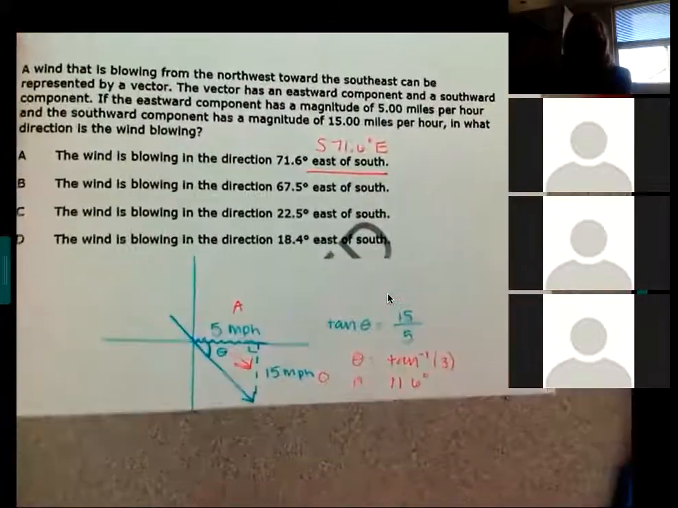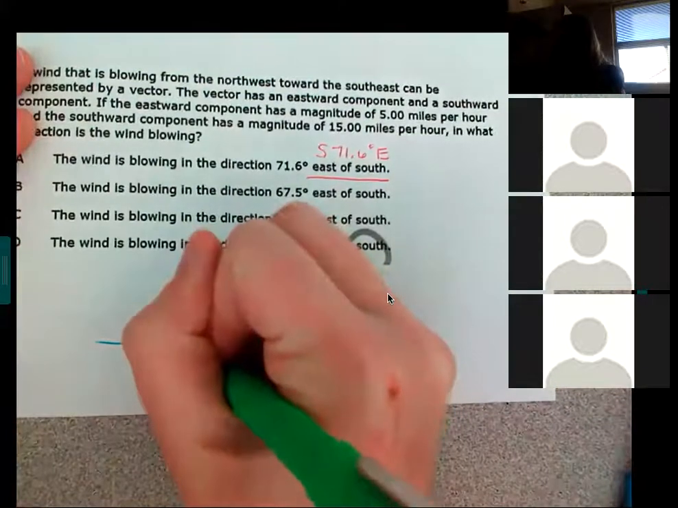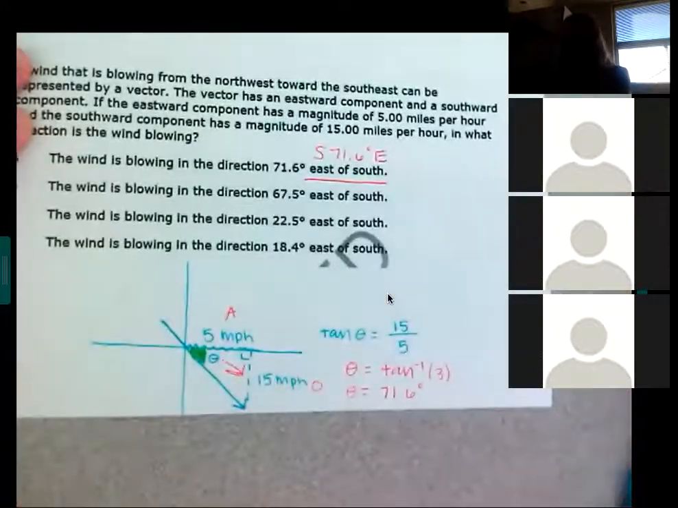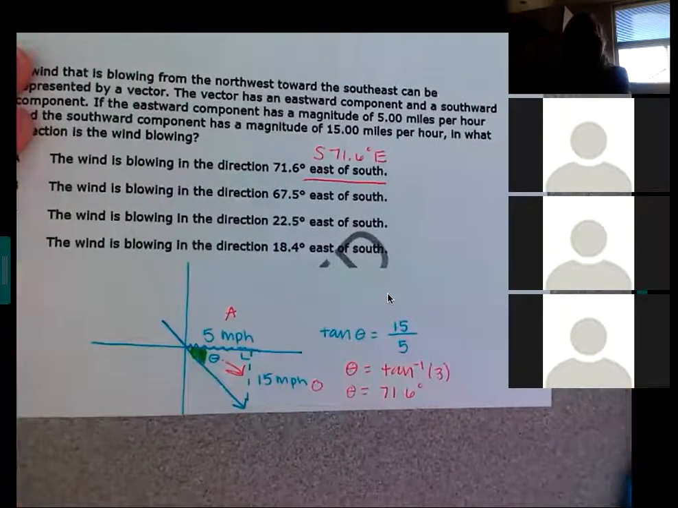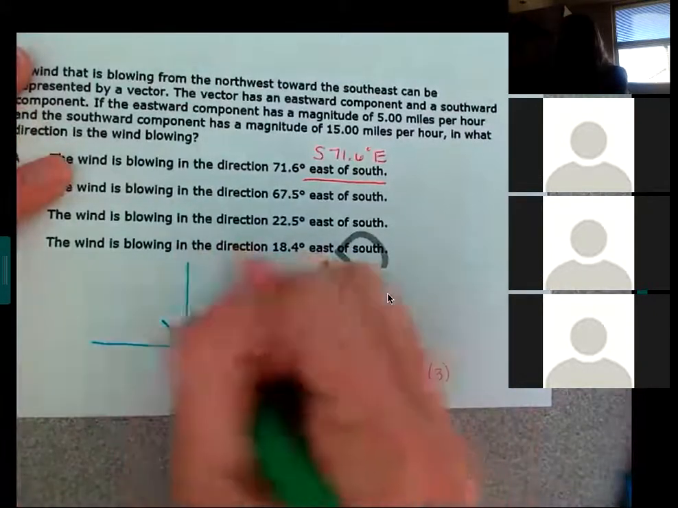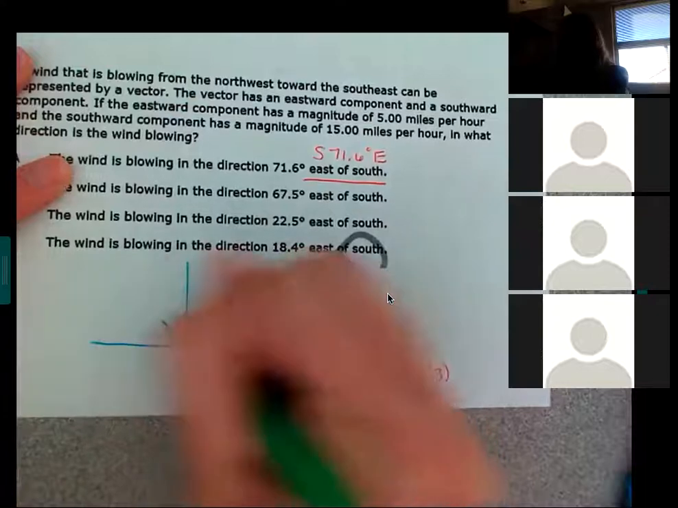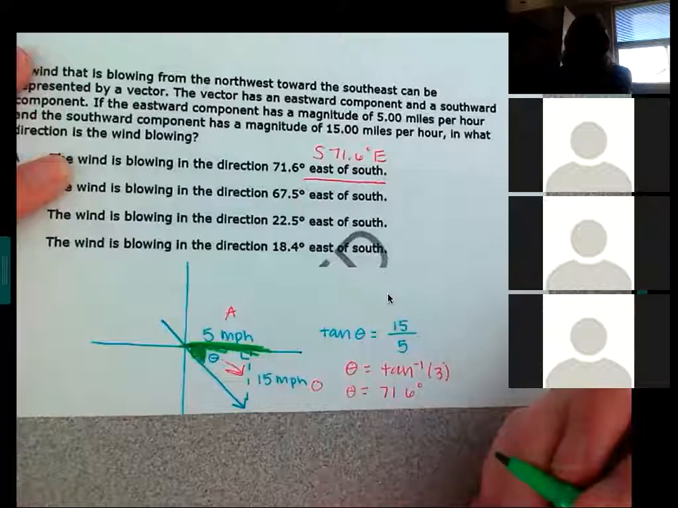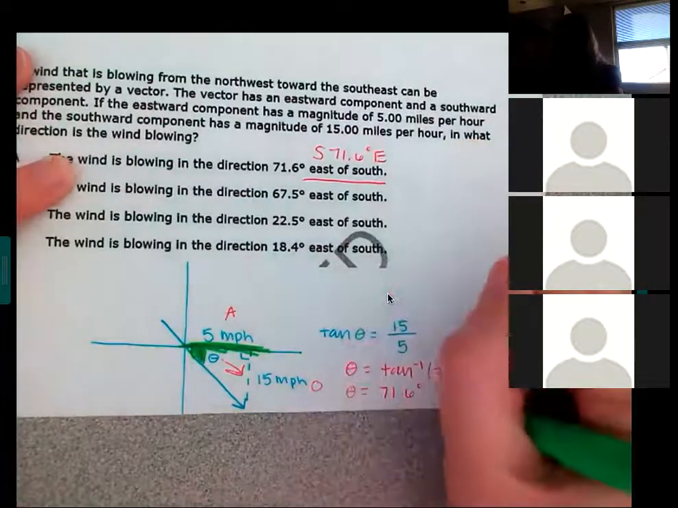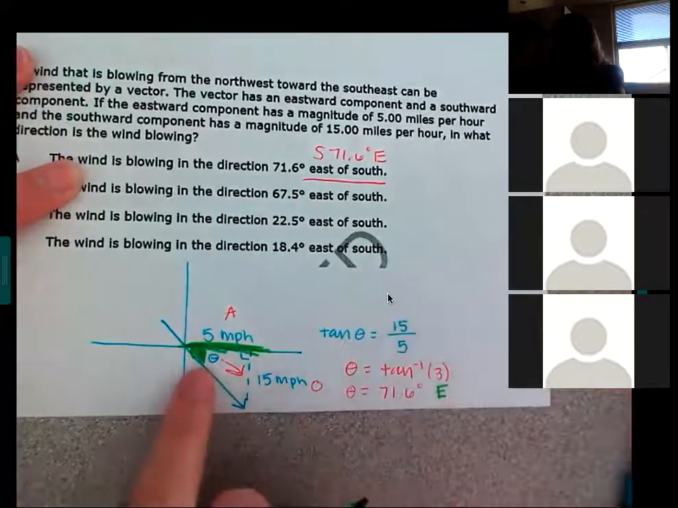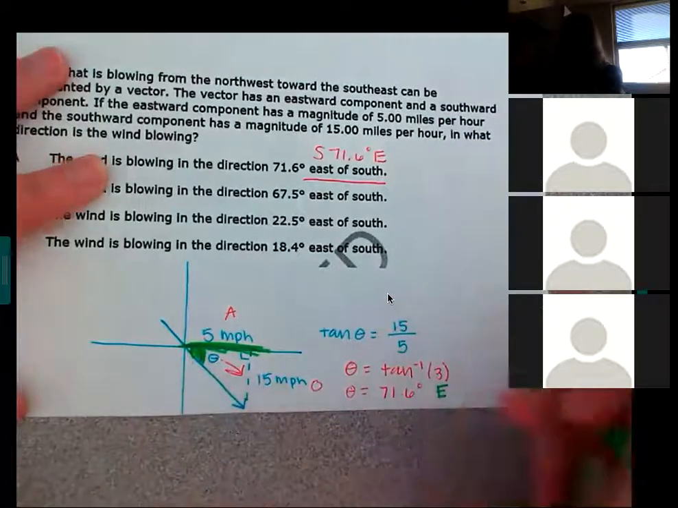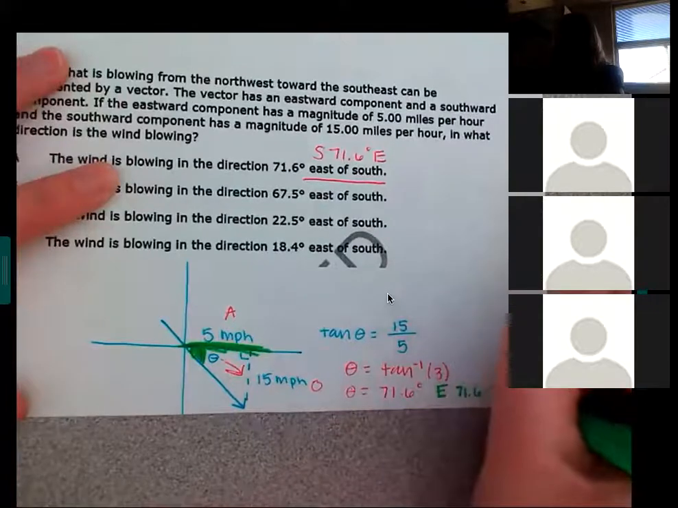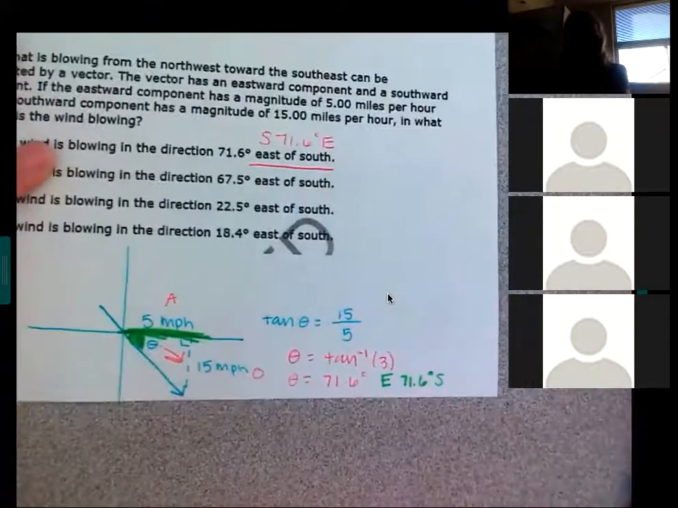So let me talk to you about why it's not A, because everybody always kind of gets stumped on this. The angle we found is this green one right here. Do y'all agree? Okay, that green angle starts right there on the x-axis, which means it's starting in what direction? East, and it's moving 71.6 to the south. Does everybody see that?